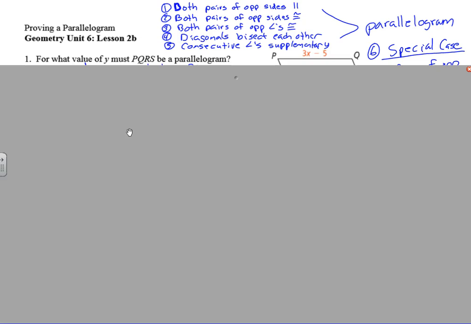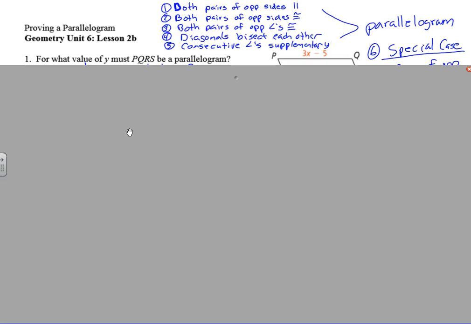Proving a parallelogram, and this is Unit 6, Lesson 2B. So in the last lesson, we talked about properties of parallelograms, and now we can kind of flip those around and use them as a way to prove that this is in fact a parallelogram. So I've listed 5, and then we've got a special case.